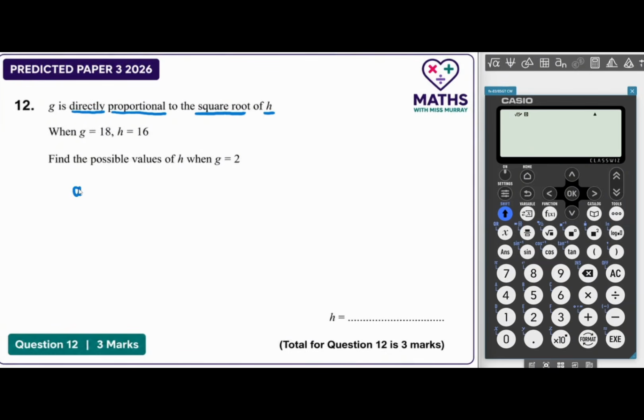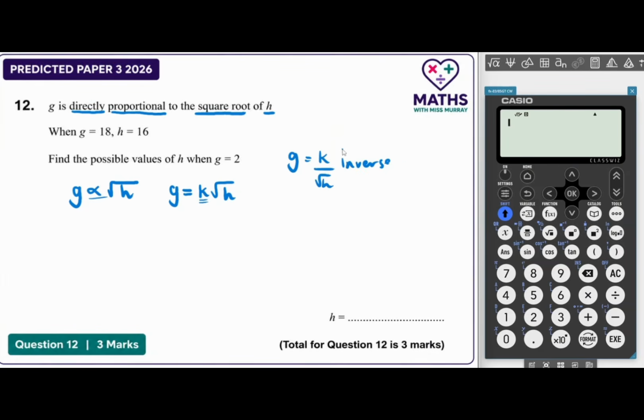So G is directly proportional to the square root of H. That's the symbol for proportion. You don't actually need to write this bit to get any marks at all. I'm just showing you what the symbol is. So the way we write that is G equals k, which is the key here, square root H. So if it's directly proportional, k is multiplying the square root of H. If it was inversely proportional, we would have written that as k divided by square root of H. So this is inverse here.